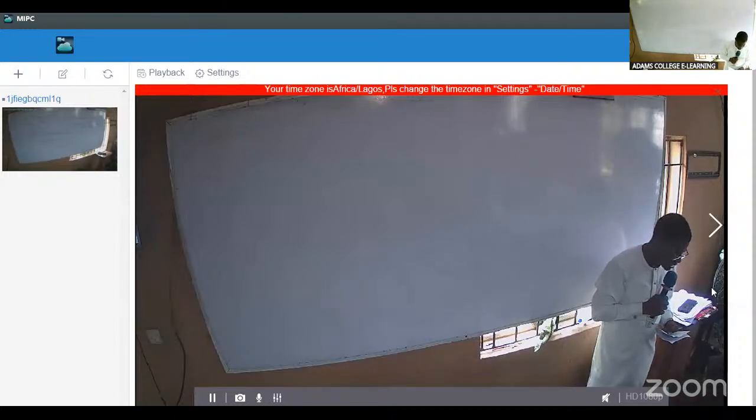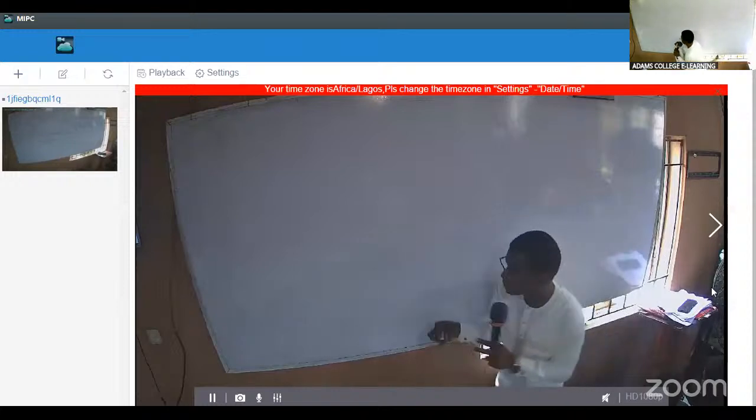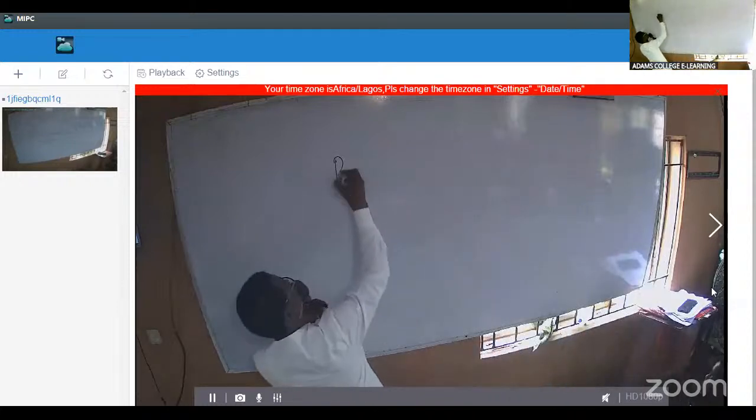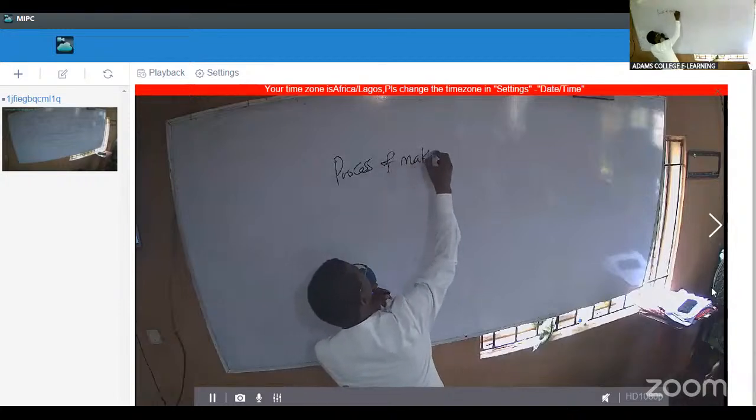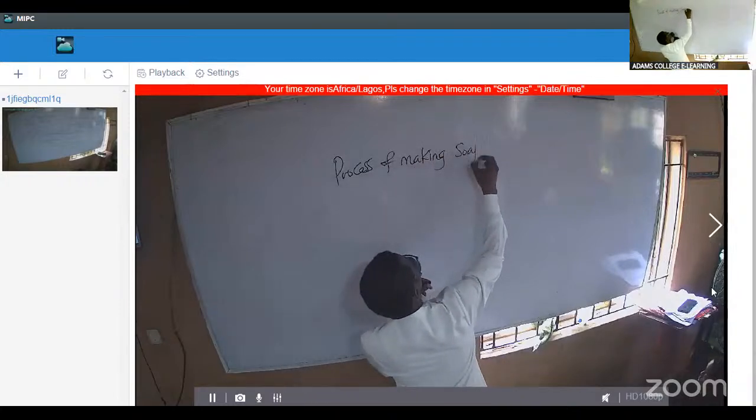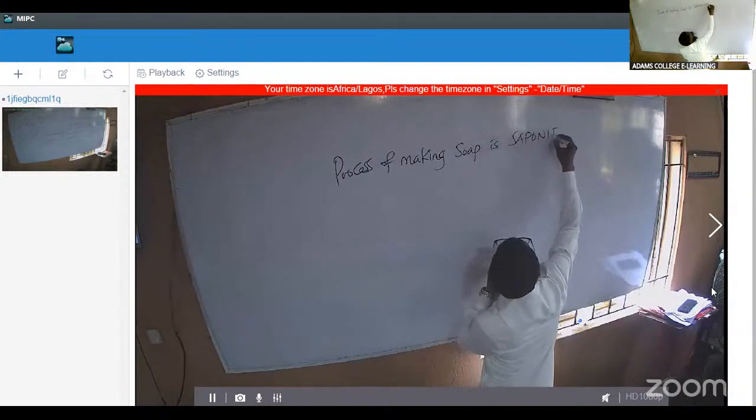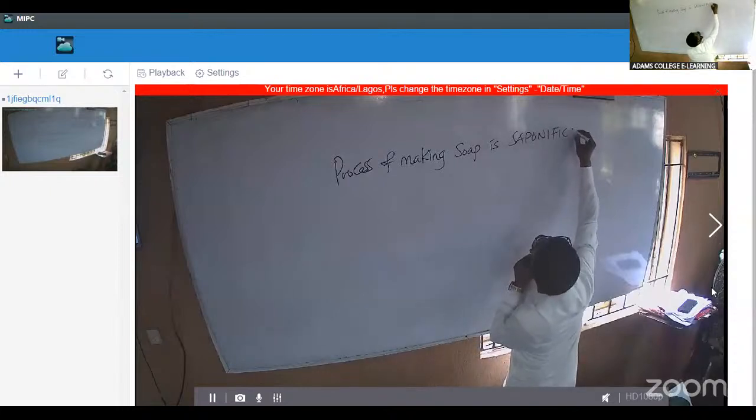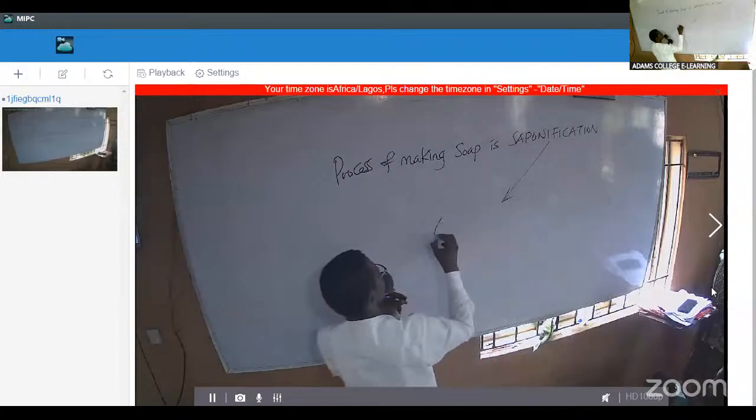How many instruments does protein have? The answer is 3. The leachate of a certain plant ash is used in local soap making because, in making soap, the process of making soap is called saponification. It's called what? Saponification. And what does it mean? Alkaline hydrolysis of fat and oil.